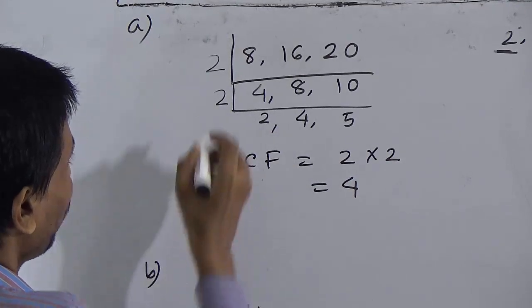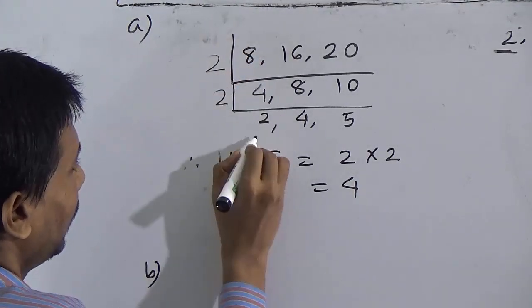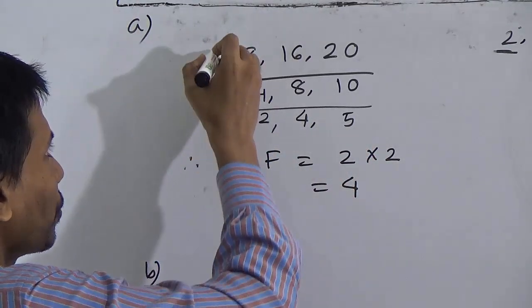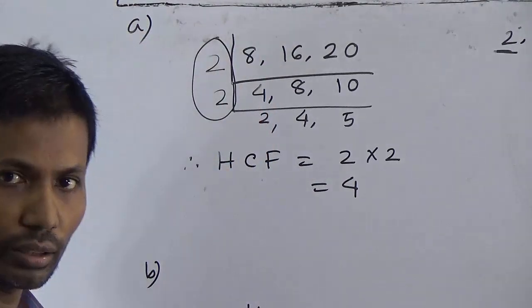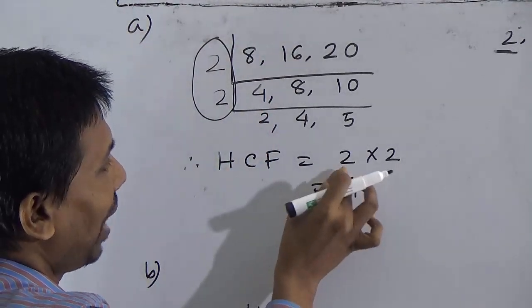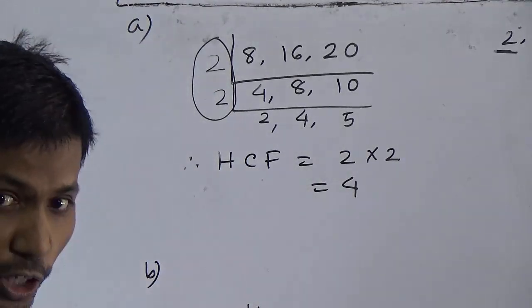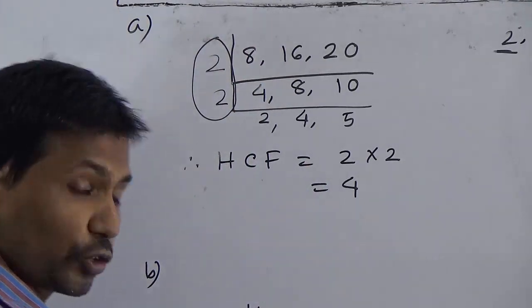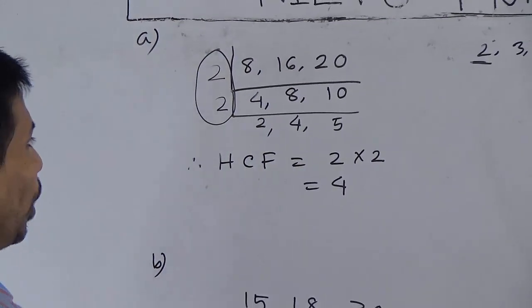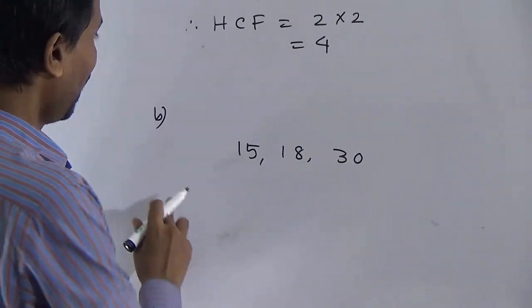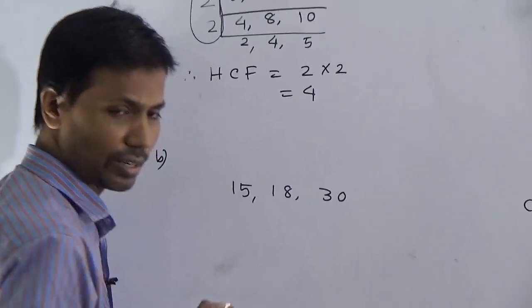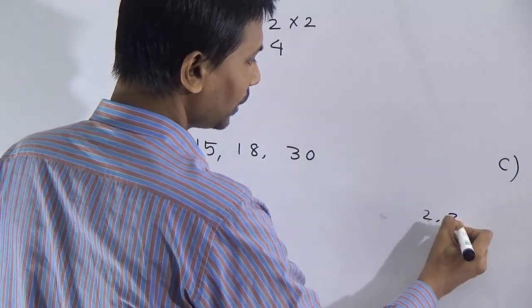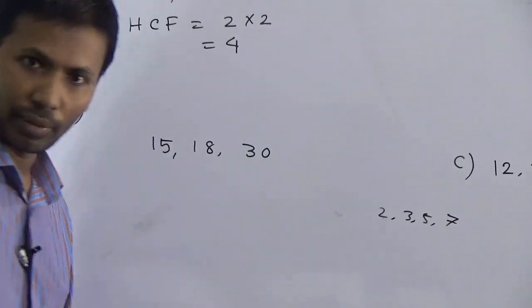You select only the left side numbers; the right side is not valid for determination of HCF. You write them as a multiplication. Dear student, remember, you don't draw this circle; I have given it for your understanding. Hope you understood. Now, question B: 15, 18, 30. Look, we know 2, 3, 5, 7 are the prime numbers.